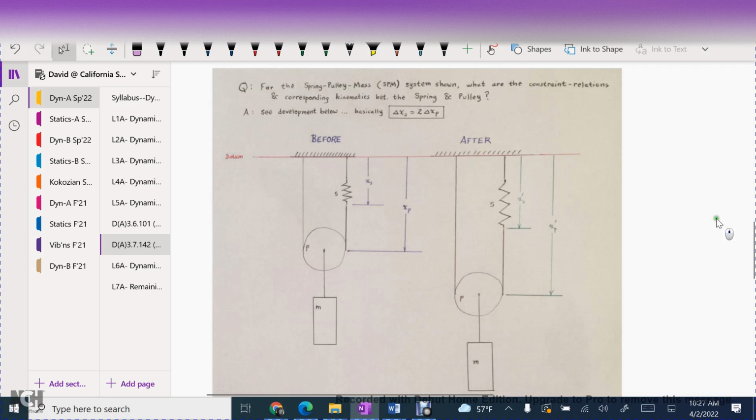Let's try and answer a question now, in particular regarding the spring-pulley-mass system shown over here. You see the spring element, the pulley, and then there's a mass or possibly a weight hanging down here. The question is, what should the constraint relations be?